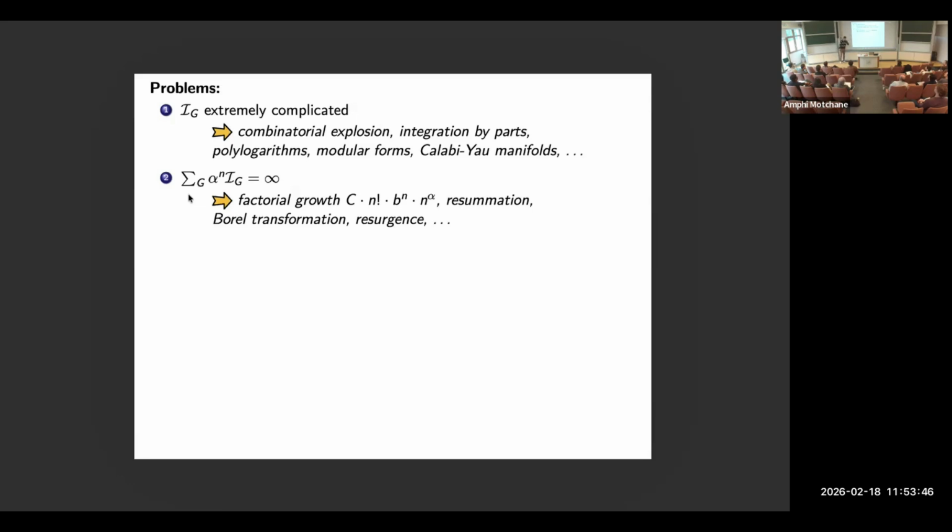I'll focus on another problem in the setup, which is that suppose after a lot of work with AI, who knows, you get a black box who can compute all of these integrals for you. Suppose all Feynman integrals have been computed for you. Then you still don't know what to do. Because if you actually try to sum them up, you get infinity.